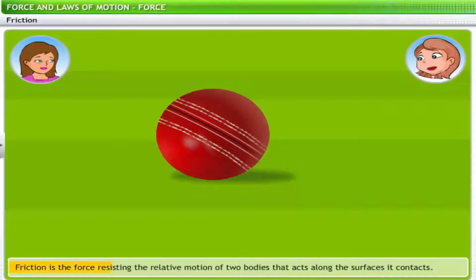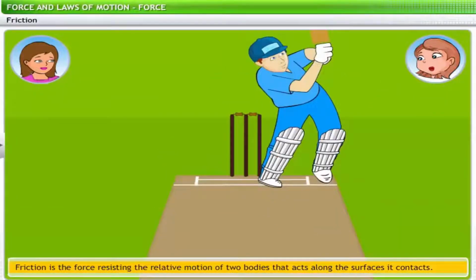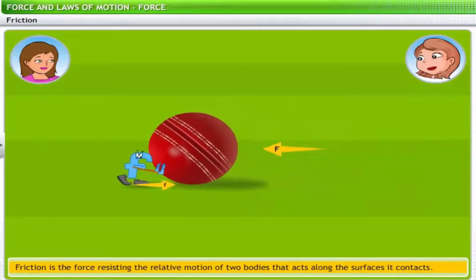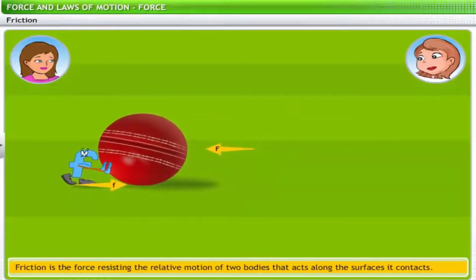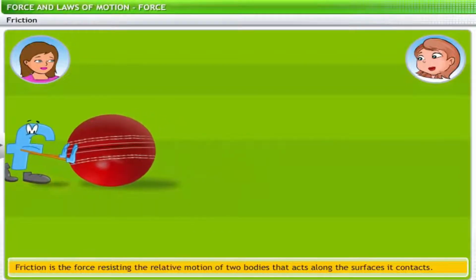Friction is the force resisting the relative motion of two bodies that acts along the surfaces it contacts. The bat hits the ball with a certain force that makes the ball move ahead. When the ball rolls down the field, friction acts in the direction opposite to the direction of the motion of the ball.